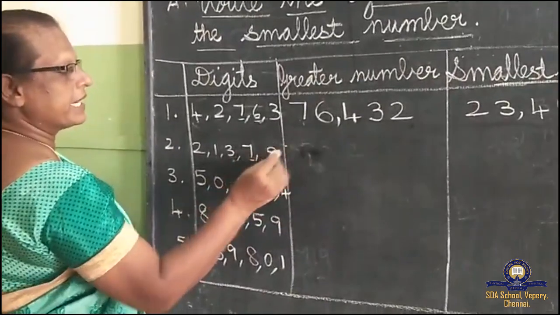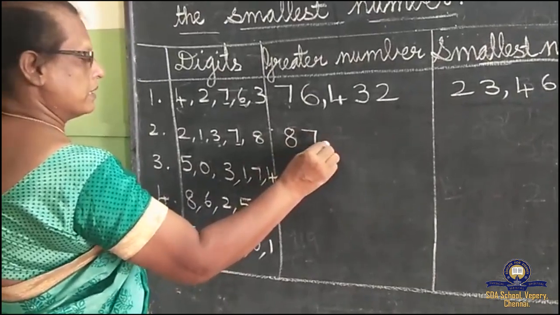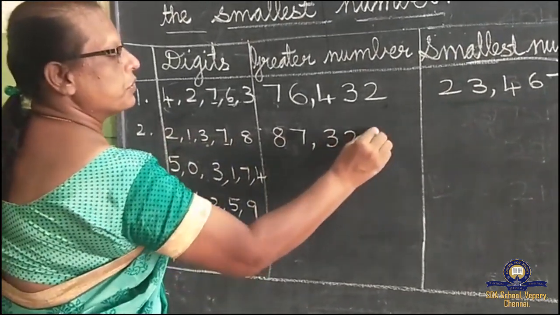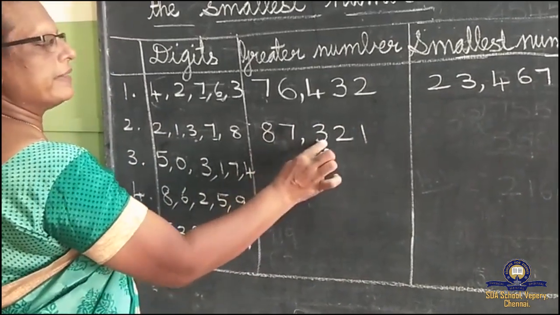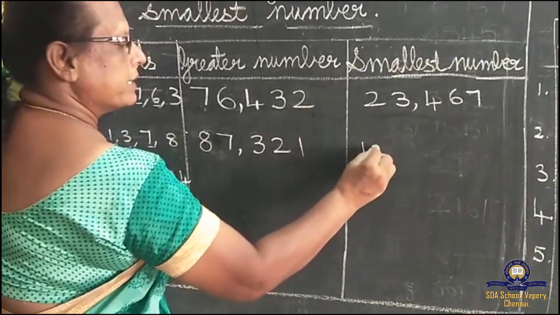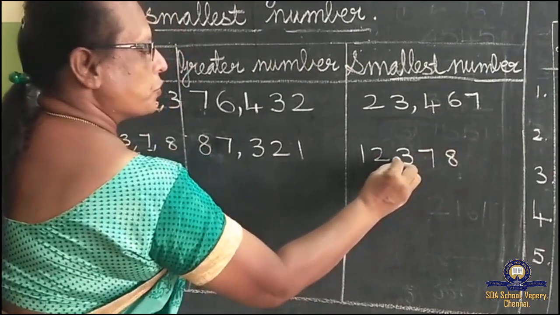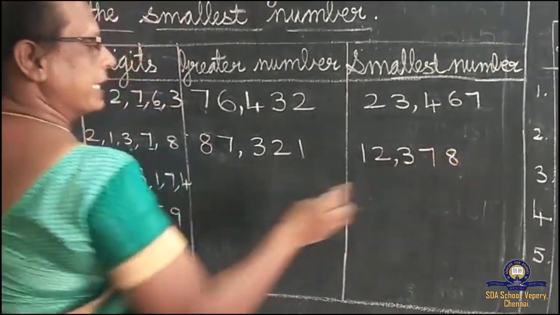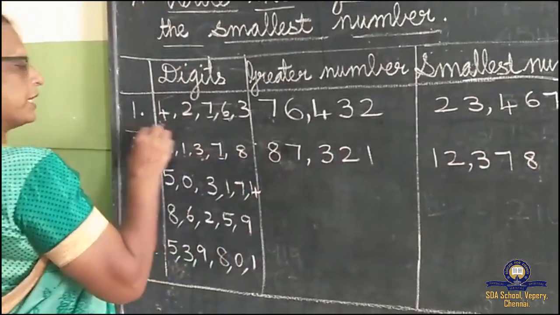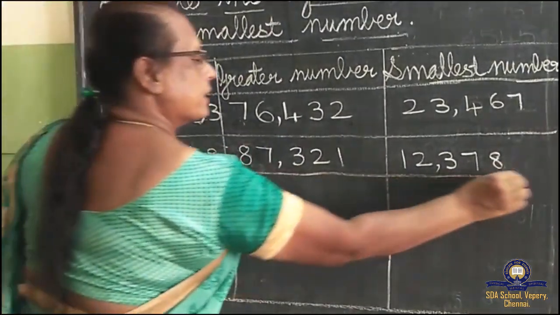Which is the biggest number, children? 8. And then which is the biggest number? 7. Then 3, 2, 1. So 87,321. So smallest number, what you have to write? 1, 2, 3, 7, 8. So 12,378. Understood, children? Okay. And coming to the third sum.